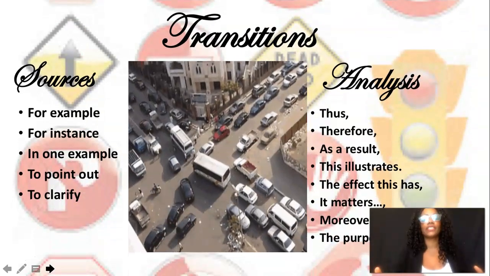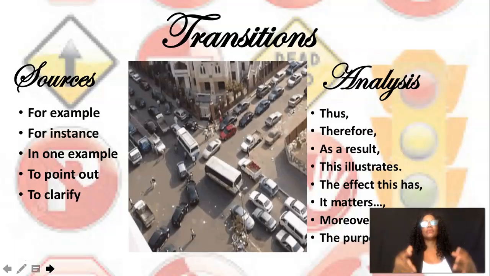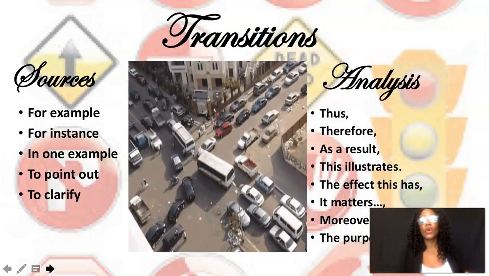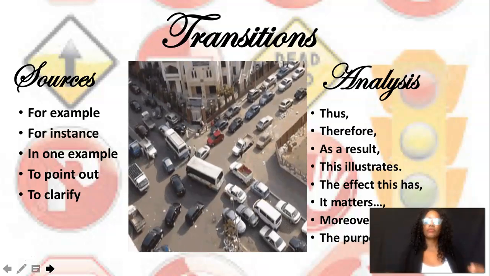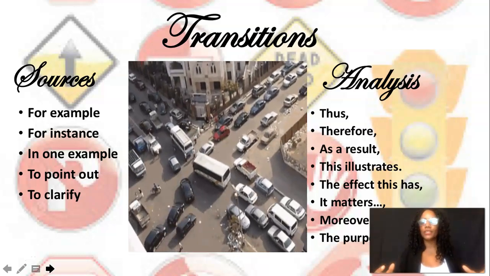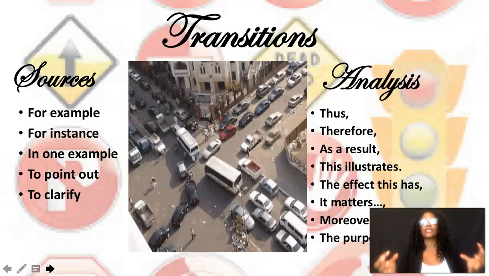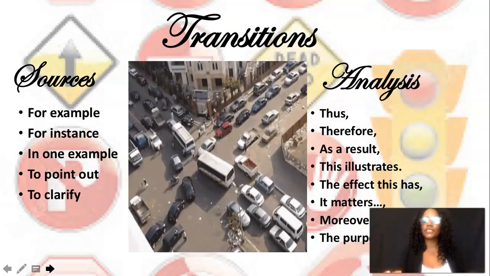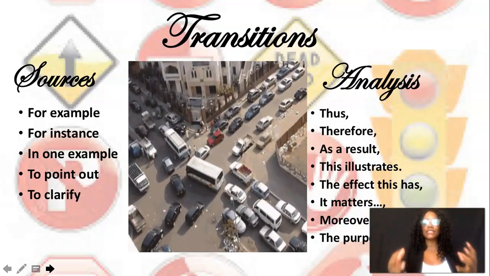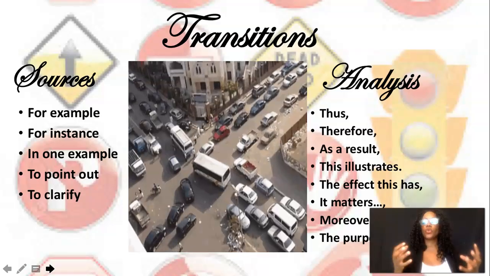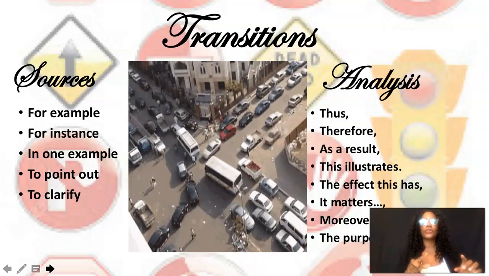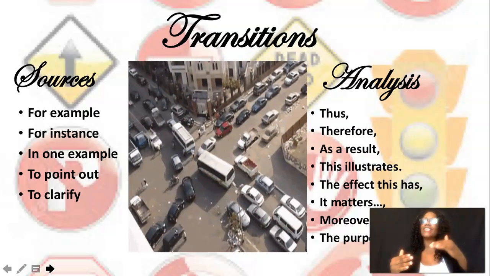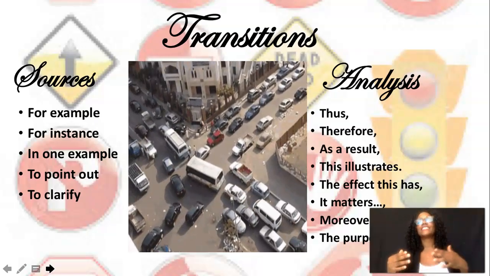Now, I want you to take a look at this image here, right? And you see this is what traffic looks like when there are no signals. So imagine you're writing with no transitions. It's a complete disaster, right? So the best thing to do is embed these transitions in your work to guide your reader through, to make sure that I can start at the beginning and get to the last sentence safely.